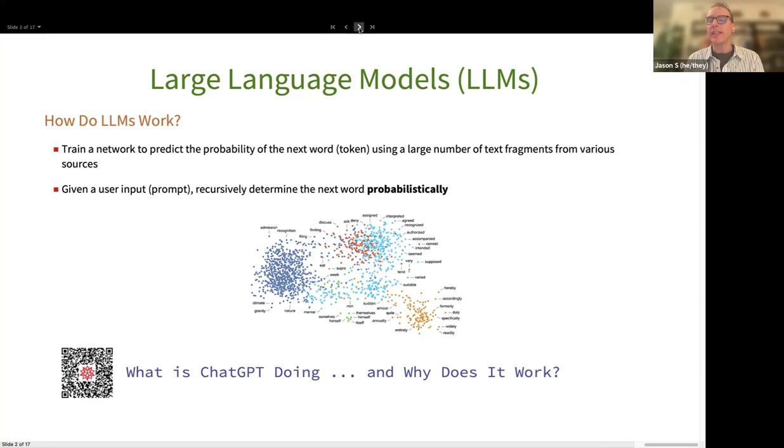So underpinning ChatGPT and other such tools are these things called large language models. So what are they? Basically, you're training a neural network underneath to predict the probability of the next word, which in LLM terminology is a token, and you're using a ginormous amount of text fragments from a variety of sources. If you've been paying attention to certain areas of the news lately, there are quite a few court cases about how one acquires the data that you might use for your text fragments. But basically, the internet was scraped, the whole thing, along with a lot of free textbooks and other such things. And all that data was chopped up, parsed up, and fed into a large neural net. And then the LLM, when you give it a prompt, that's the user input, will recursively determine the next word probabilistically. And I highlighted that in bold because that's the key bit.